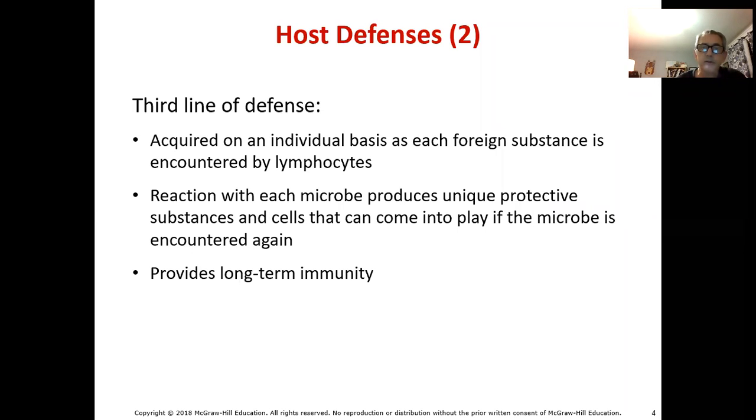The third line of defense is acquired on an individual basis as each foreign substance is encountered. This is more the memory response. Reaction with a microbe produces unique protective substances and cells that can come into play if the microbe is encountered again. This third line is what we call our adaptive or acquired immunity. It is long-term immunity.